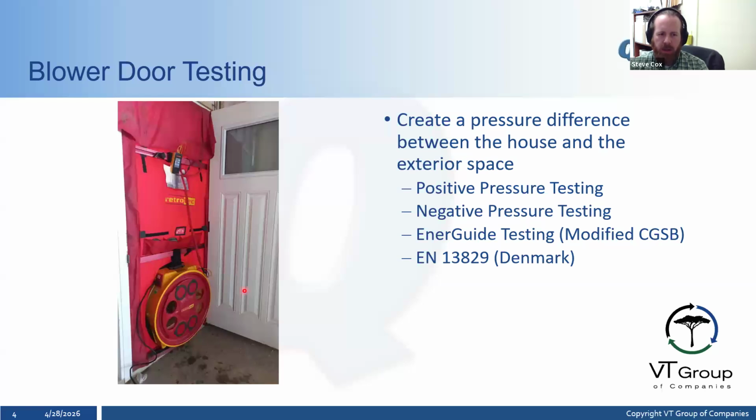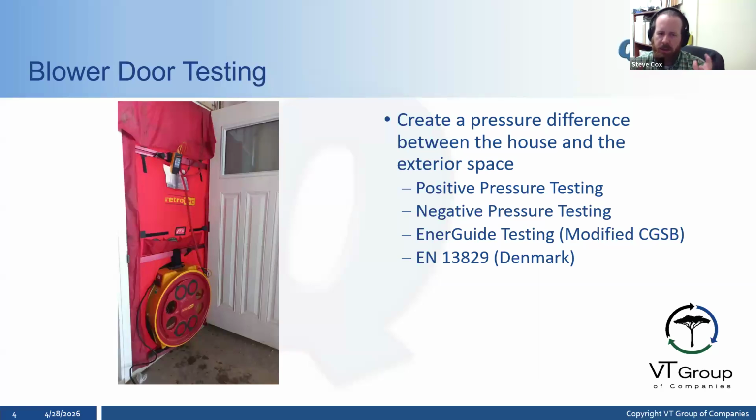That's what this particular setup is for. So the air is flowing out of this fan in this configuration, creating a negative pressure relative to outside. Then I have the EnerGuide compliant testing we're going to touch on, which is a modified CGSB test. Basically, the most important part about that is that it's a multi-stage, multi-point test. And then I'm also going to talk about the EN 13829 air tightness standard. That is the Passive House compliance standard.